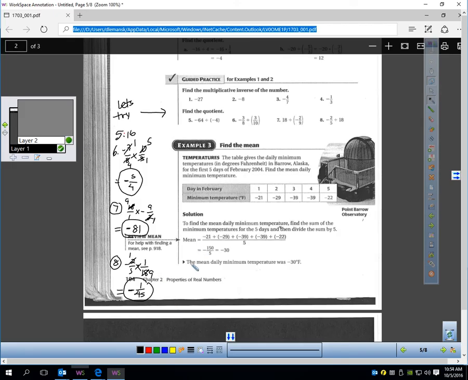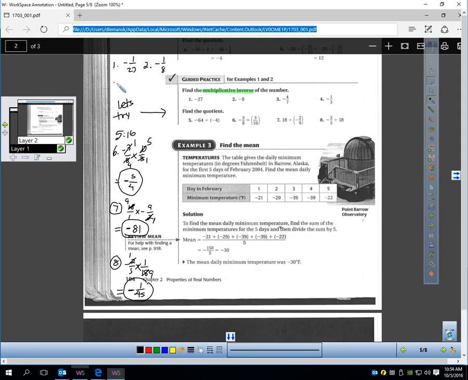Let's quickly look at the multiplicative inverses too. Remember, this term means reciprocal. I want to write the reciprocals of each of these. These should be a piece of cake. Number 1, if I take the reciprocal, I get negative 1 over 27. I just flip the number over. Number 2, I just flip it over. I ought to get negative 1 over 8.